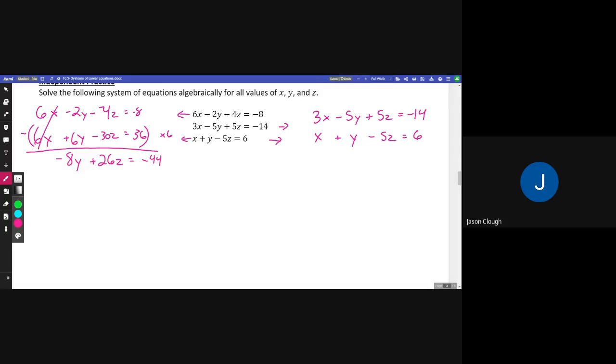All right. I'm going to simplify this a little bit, divide all the numbers by 2. So I get negative 4y plus 13z equals negative 11. All right, for the second pair, I'm going to multiply the bottom row by 3. So this becomes 3x and 3y. And then we get, oh, didn't even need to do that, 15z and 18.